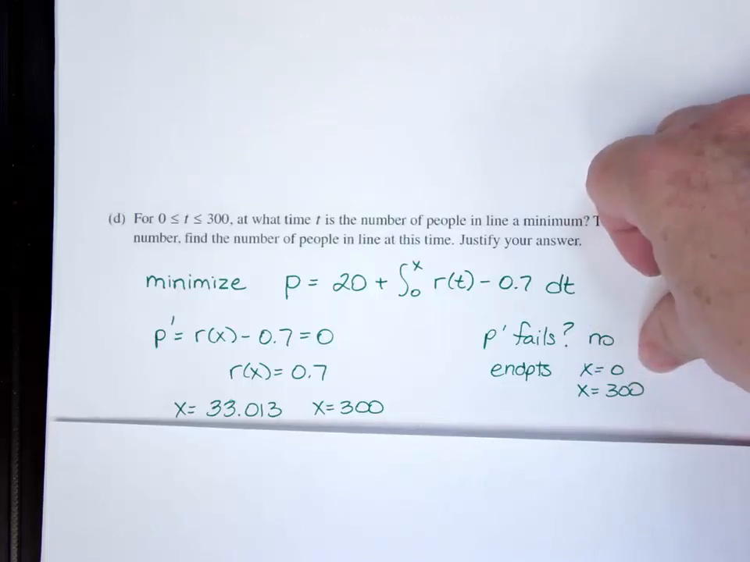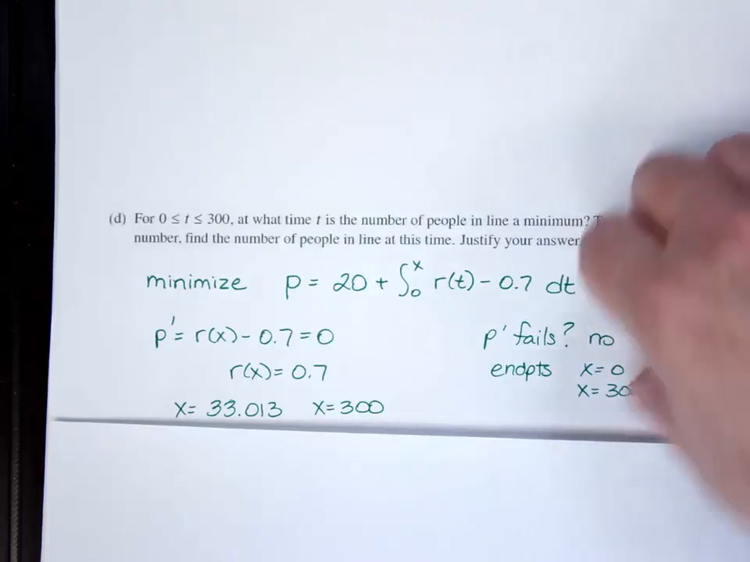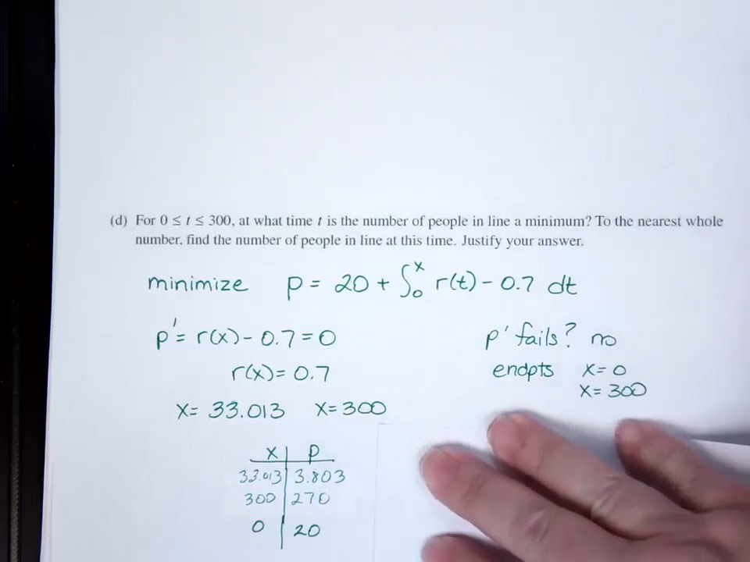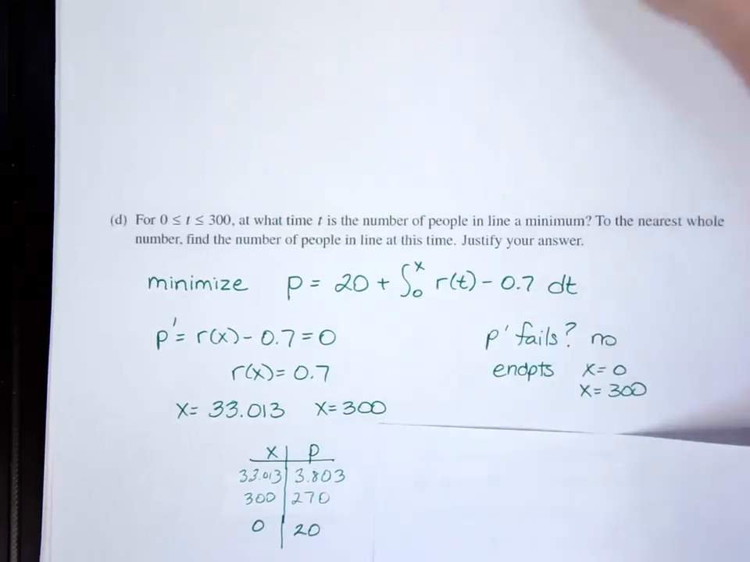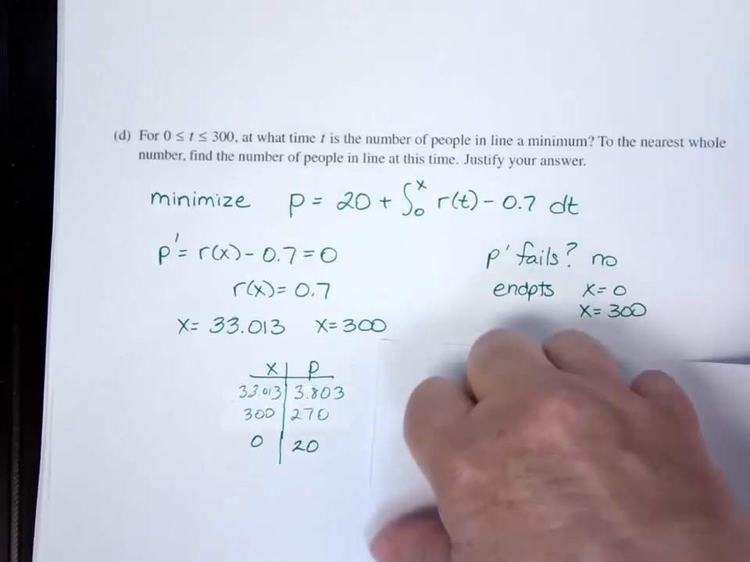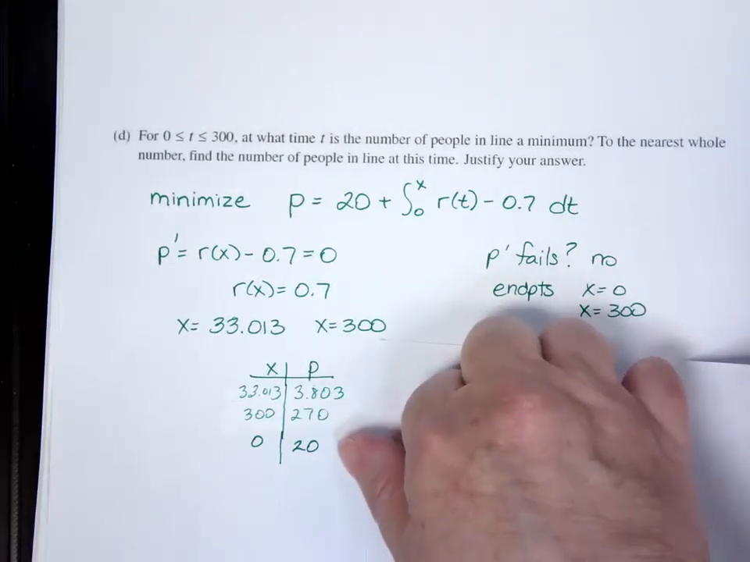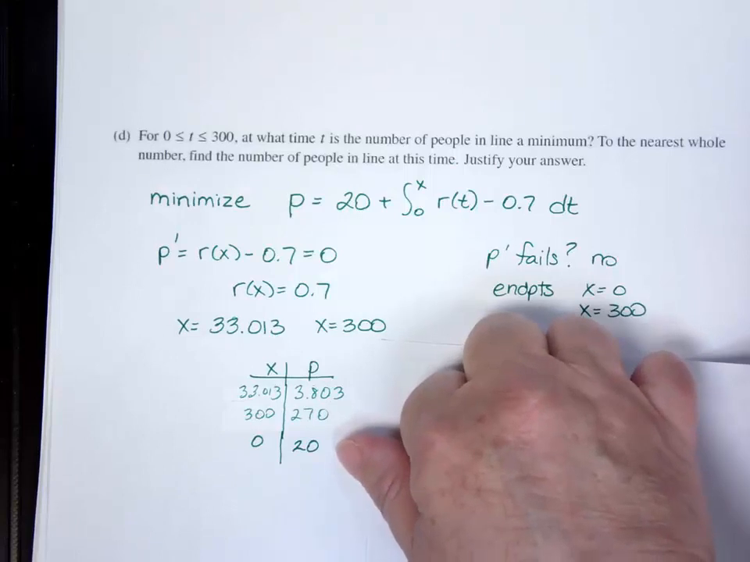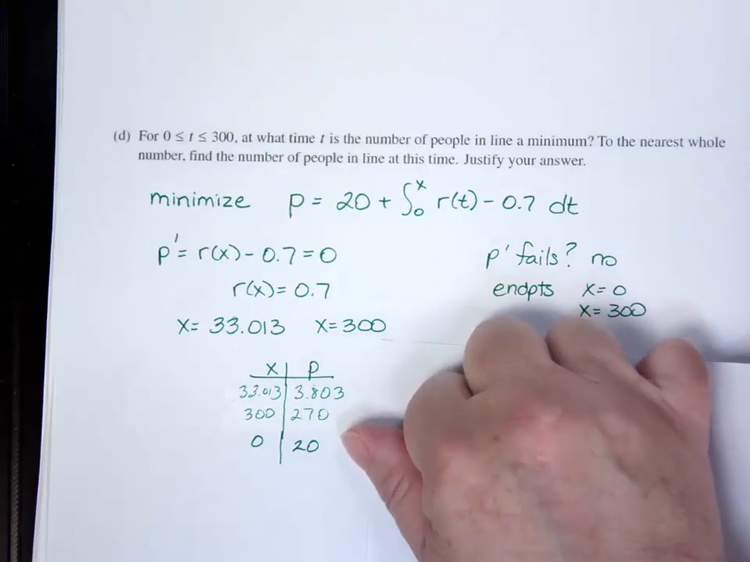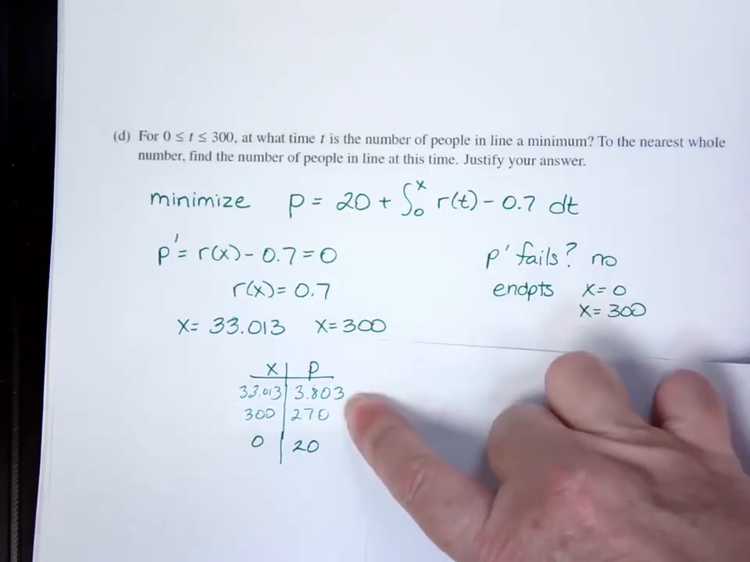I do have endpoints 0 and 300, so I must consider those as well. So what I did is I made a table, and over here are my values on the table as to the potential critical points. Now, some of this stuff I already have, and I don't want to redo it if I don't have to. 0, 20, that was given in the original problem. 300, 270, that was what I solved in part A. And so the only one I actually have to plug into P to get its value is 33.013.